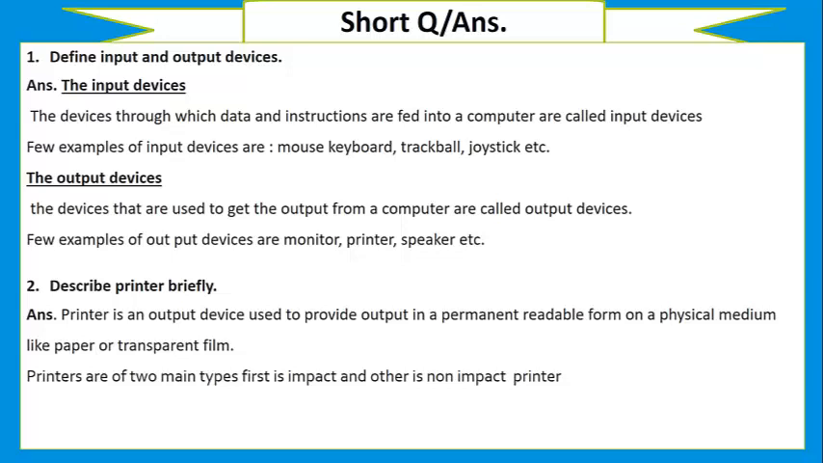Second short question is: describe printer briefly. Answer of the question is: printer is an output device used to provide output in a permanent readable form on the physical medium, like paper or transparent film. Printers are of two main types. First is impact and other is non-impact printer.